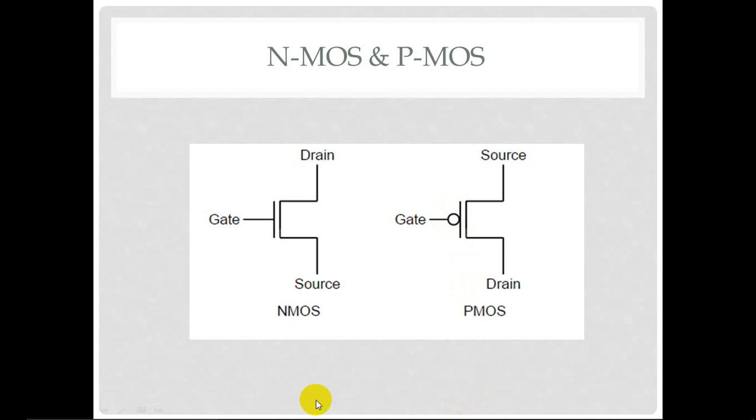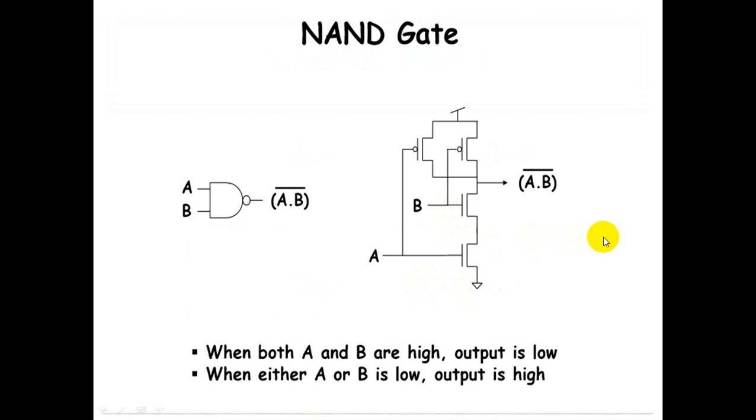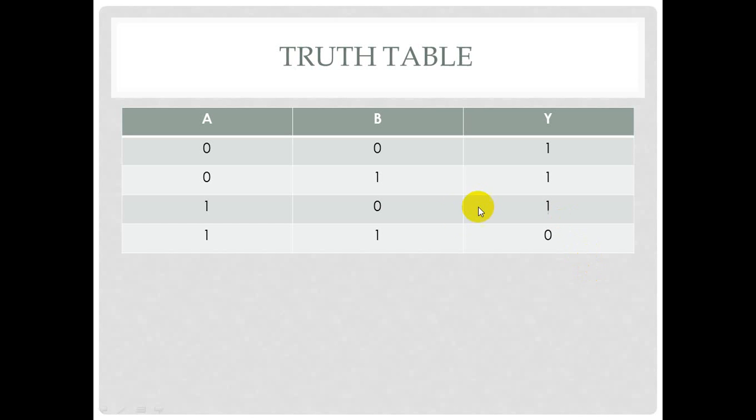Now let's come to the main topic and discuss the NAND gate realization in CMOS logic. As you can see, this one is the circuit for NAND gate realization using CMOS. We all know the truth table for the NAND gate. This one is the truth table for the NAND gate. When the inputs are high, the output is low, or when any of the inputs is low, the output is high.